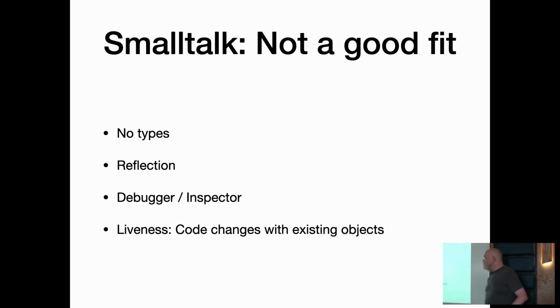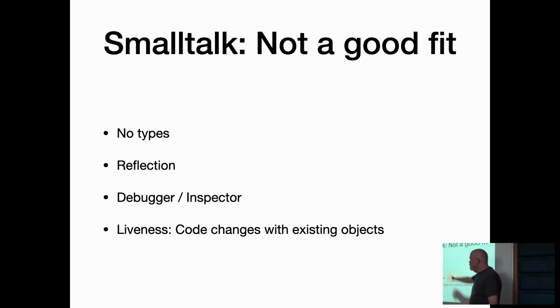So this means that for Smalltalk, this is of course completely not a good fit. We have no types. But if you would build a type system, it might be interesting to look into ownership types too. But if you don't have a type system, this makes no sense. Then we have things like reflection. We have a debugger inspector that wants to look into everything, and you want to be able to change stuff. Then we have a live system to code changes while the objects still exist. So this all does not really fit with a static view of ownership.